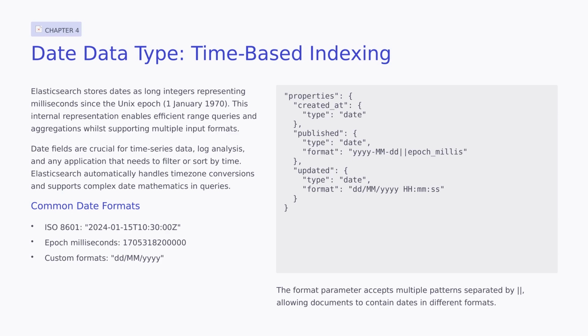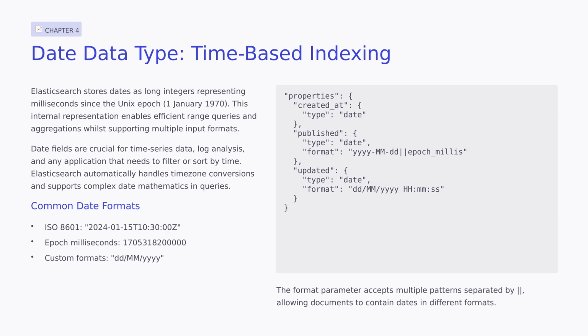Ever wonder how Elasticsearch handles dates? In Chapter 4, we delve into the date data type, where time-based indexing shines. Dates are stored as milliseconds since 1970, allowing efficient queries and aggregations. Crucial for time series data, log analysis, and sorting, date fields support various input formats. From ISO 8601 to custom layouts like DD/MM/YYYY HH:MM:SS, Elasticsearch effortlessly handles time zone conversions and complex date calculations in queries. By accepting multiple patterns for dates within documents, Elasticsearch truly flexes its versatility.